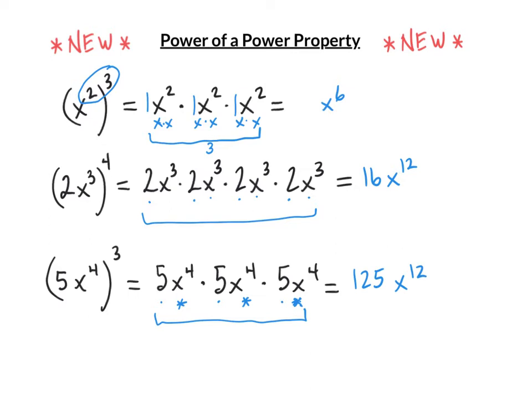Now, what's the shortcut? Let's observe the shortcut. Notice that we have an x to the 6th right here. Hey, 2 and 3, 6. Notice that here we have an x to the 12th. 3 and 4, that's 12. Oh, and here we have another 12, and it was 4 and 3.